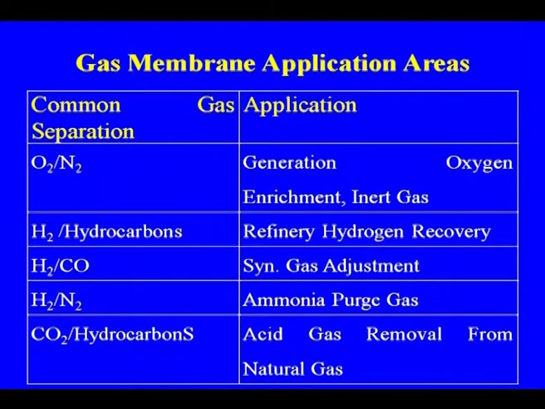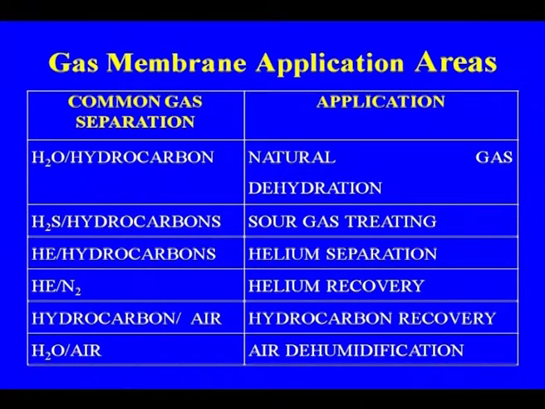Other processes include H2 hydrocarbon natural gas dehydration, because the presence of moisture creates a lot of problems in natural gas and has to be removed, so this process can be used. H2S hydrocarbon for sour gas treating, meaning the treating of sour gases, where you can use the membrane process. Helium hydrocarbons, helium separation, helium nitrogen, helium recovery, hydrocarbon air, hydrocarbon recovery, hydrogen air for air dehumidification.